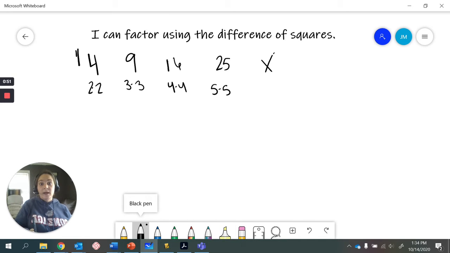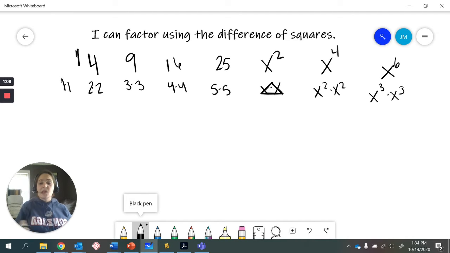X squared is a perfect square because of x times x. You know what? X to the fourth is a perfect square because of x squared times x squared. Okay, x to the sixth is a perfect square because we could do x cubed times x cubed. So there's a lot of perfect squares. So this is a special case.